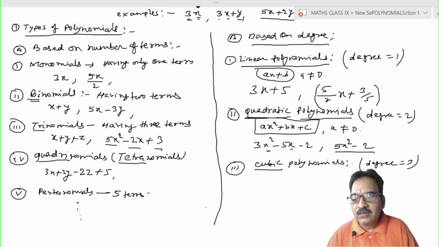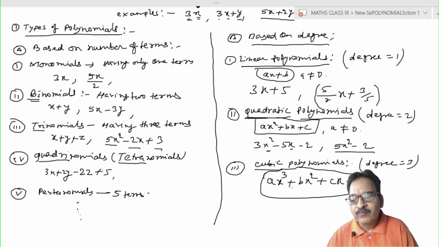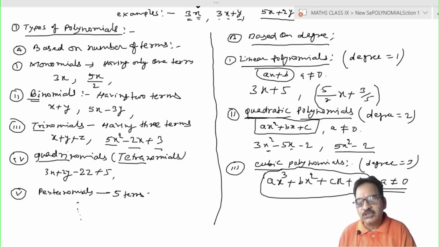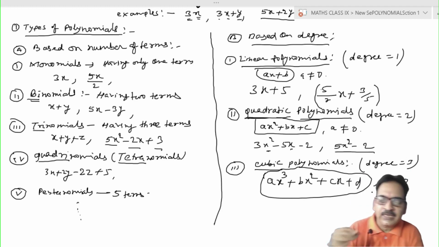In general form, if you write, first ax cubed, so the maximum power is 3. Then, in decreasing order, bx squared plus cx plus d. So this is the standard form of a cubic polynomial, where it is compulsory that the coefficient of the variable x cubed, a, should not be 0. b, c, d can be 0.